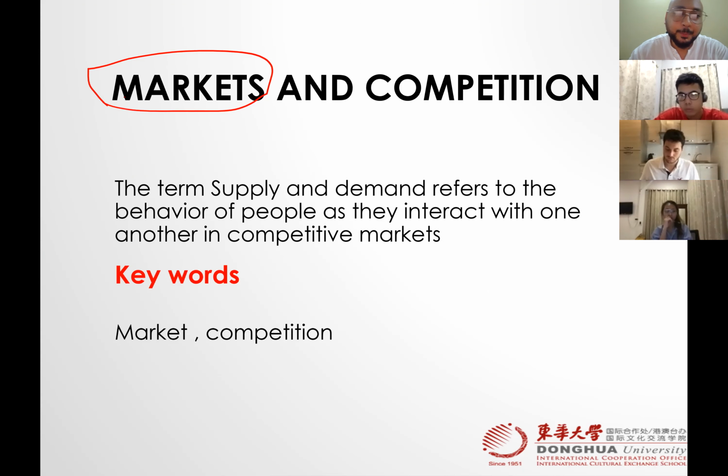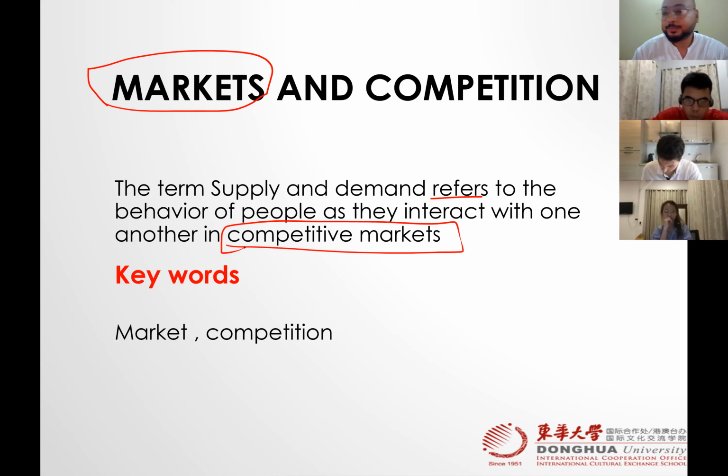The term supply and demand refers to the behavior of people as they interact with one another in a competitive market. Since these are 2 forces working in the market, it has to be free from any intervention, otherwise you cannot observe the behavior. If you want to observe the behavior of people, let them interact in a market with one another without any intervention.